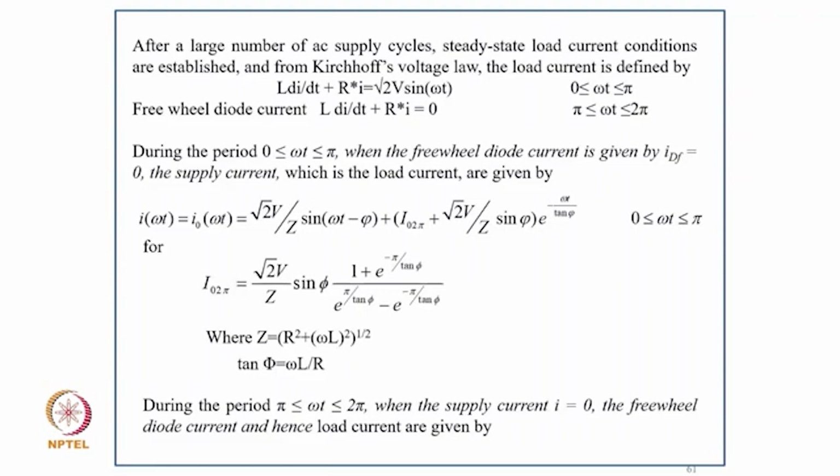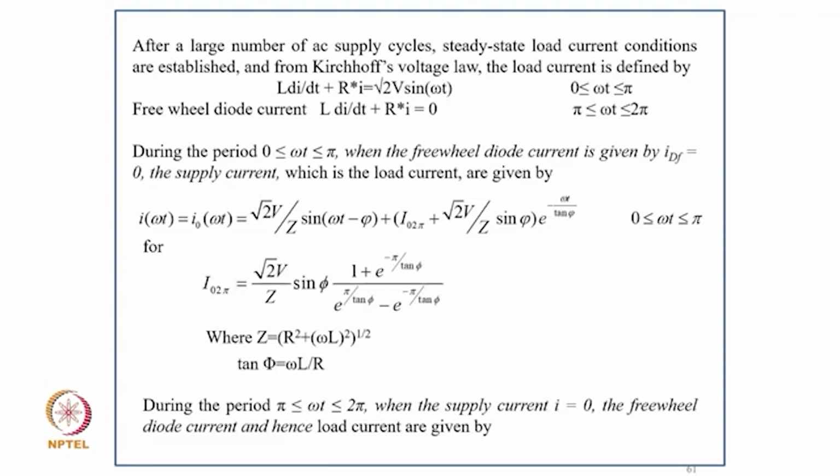So during the period 0 to pi, when the freewheeling diode current is given by IDF equal to 0, the supply current is the load current, given by i(omega t) equal to root 2 V upon Z sin(omega t minus phi) plus I0(0) to pi plus root 2 V upon Z sin phi e to the power minus omega t upon tau, for omega t from 0 to pi, and I0(2 pi) equal to root 2 V upon Z sin phi into 1 plus e to the power minus pi upon tau, divided by e to the power pi upon tau minus e to the power minus pi upon tau.